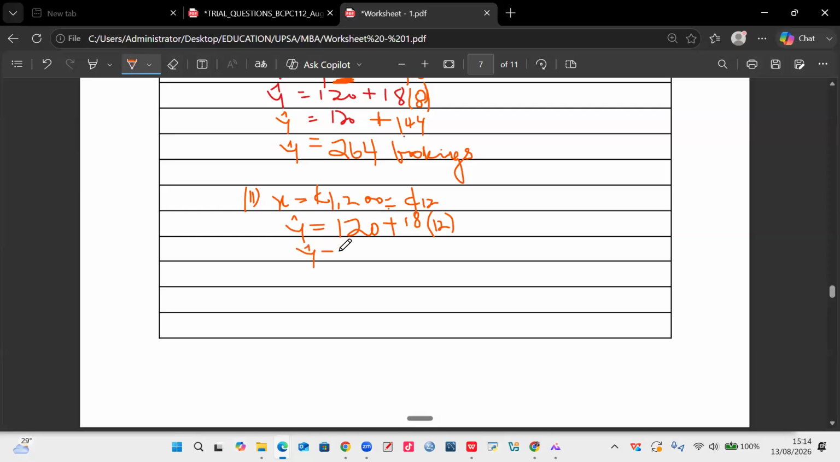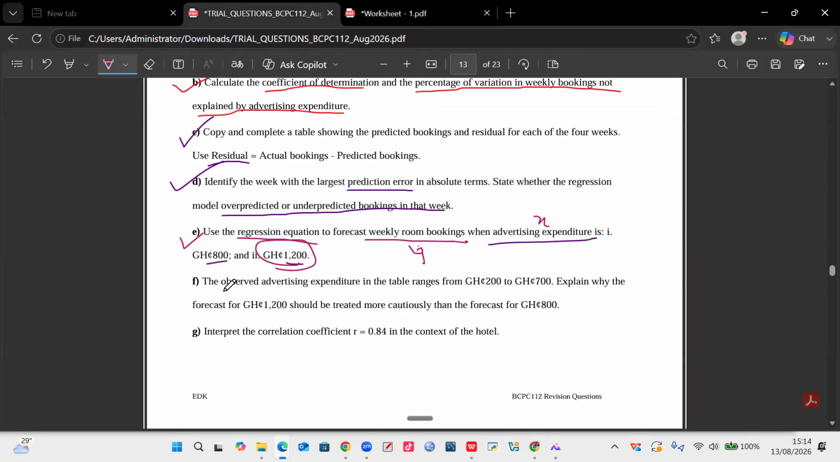Y hat again? 120 plus 216, which is equal to 336. So we can say 336 bookings. Or we can just write 336, then you come below and write therefore the number of bookings is 336. I hope you get it. That's it. It's not difficult. Let's go to F.